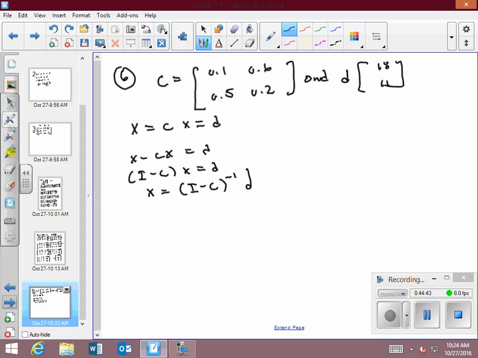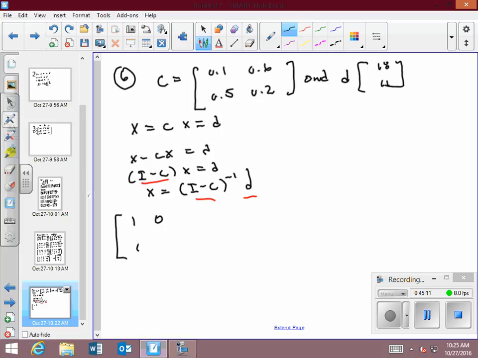So they want us to do it that way. They want us to take this thing times this to get x, rather than doing this and augmenting it with the d to find x. They want to do the I minus C inverse. So what we have to do is find the I minus C.